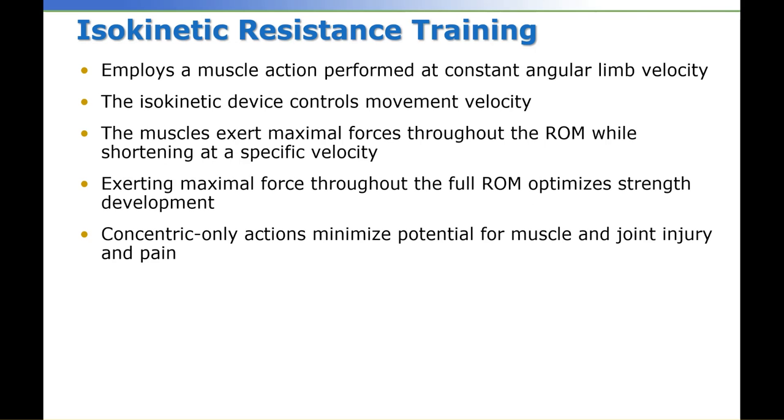Okay. Isokinetic resistance training. This employs muscle action performed at constant angular limb velocity. The isokinetic device controls movement velocity. Muscles exert max forces through range of motion, shortening at a specific velocity. This is what I talked about when I said look at an example. It's on page 445, you have the Biodex isokinetic electromagnetic mechanical dynamometer, figure 14.5. And this is a force throughout a range of motion. It's continual, at a continual velocity. Okay.